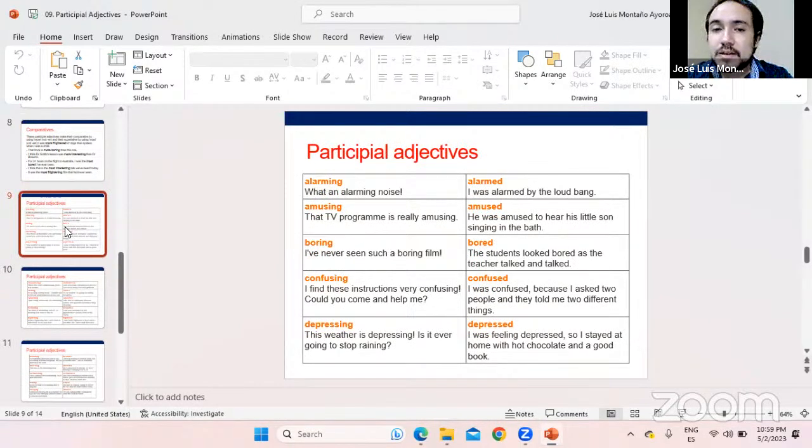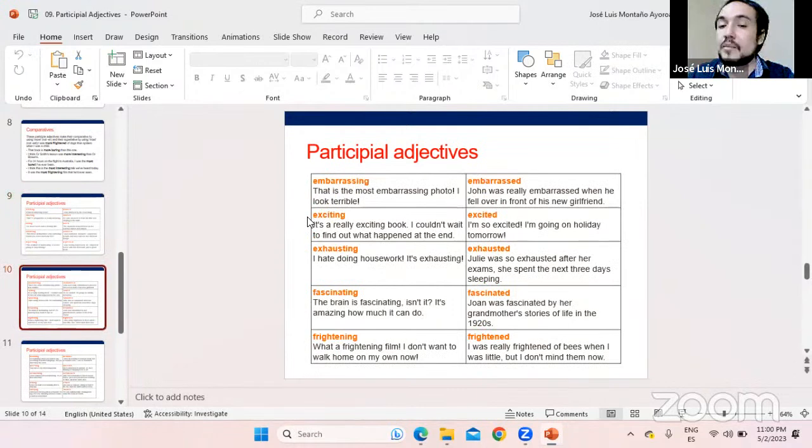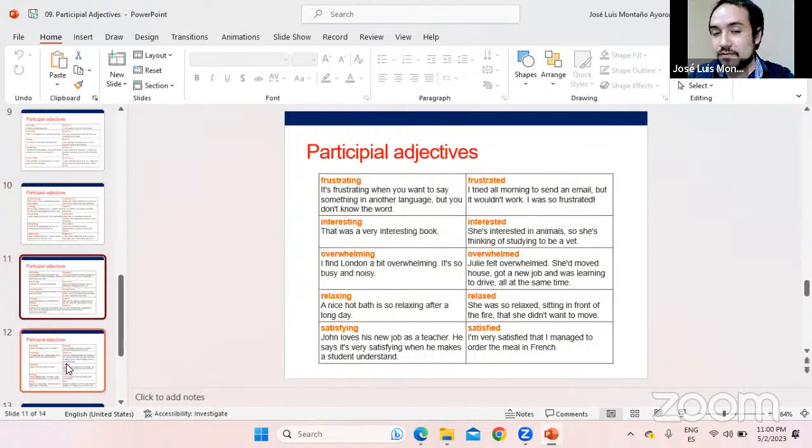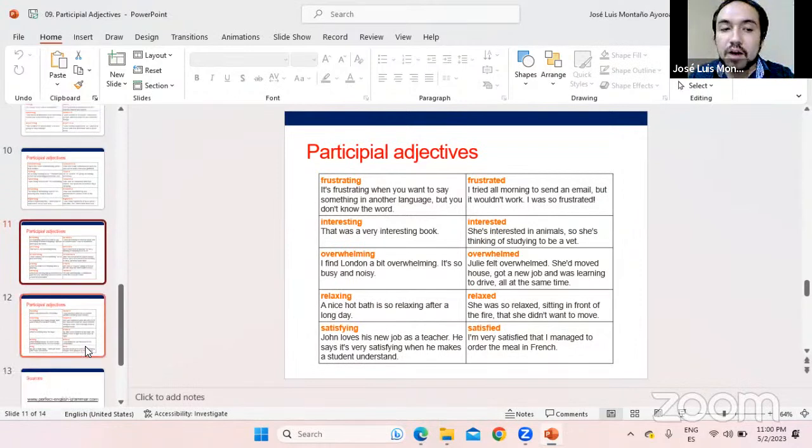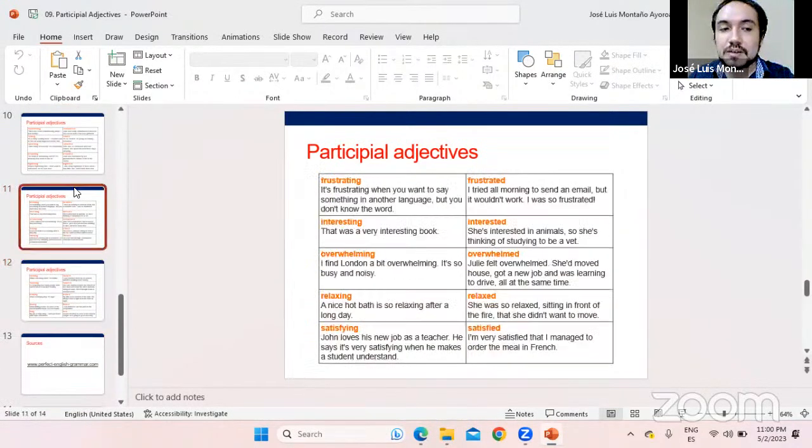For example, here, look, you have all these adjectives, and you can analyze the difference, but you know the difference between ing and ed. So you have alarming, alarmed, right? Boring, bored, confusing, confused, depressing, depressed. You have embarrassing, embarrassed, exciting, excited, exhausting, exhausted, fascinating, fascinated, frightening, frightened, frustrating, frustrated, interesting, interested, overwhelming, overwhelmed, and so on and so forth, right? You have a list of adjectives that you can use.